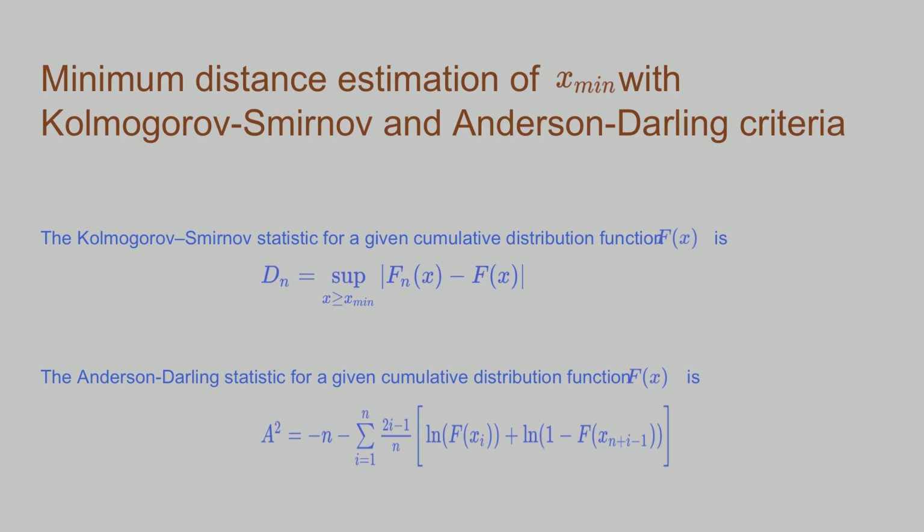This is very widely used because it gives very good results, but it places much importance on the center of the distribution, because in the limits both the empirical and the theoretical distributions tend to 0 and 1, so they tend to be equal. Another used distance is the Anderson-Darling statistic, which for a given cumulative distribution function is defined as in the slide. This statistic gives much more importance to the tail of the distribution, so it could be a good choice for testing power law distributions on data. So x-min will be defined as the observed data point that minimizes one of these distances.